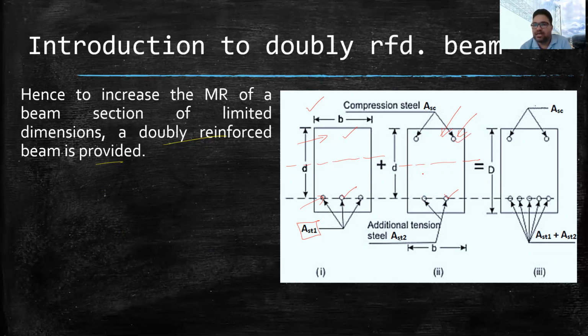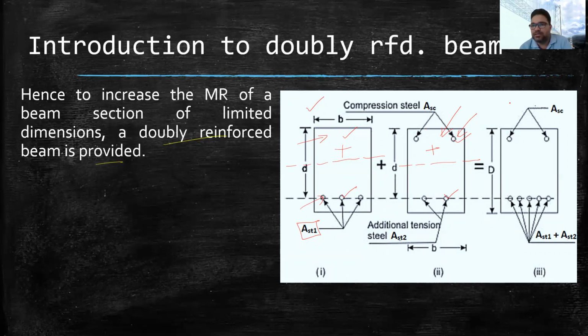So basically, a doubly reinforced beam is the combination of a singly reinforced beam and this model, which is the provision of compressive steel. To balance this compressive steel, we have provided extra tensile reinforcement. That is the concept of a doubly reinforced beam.